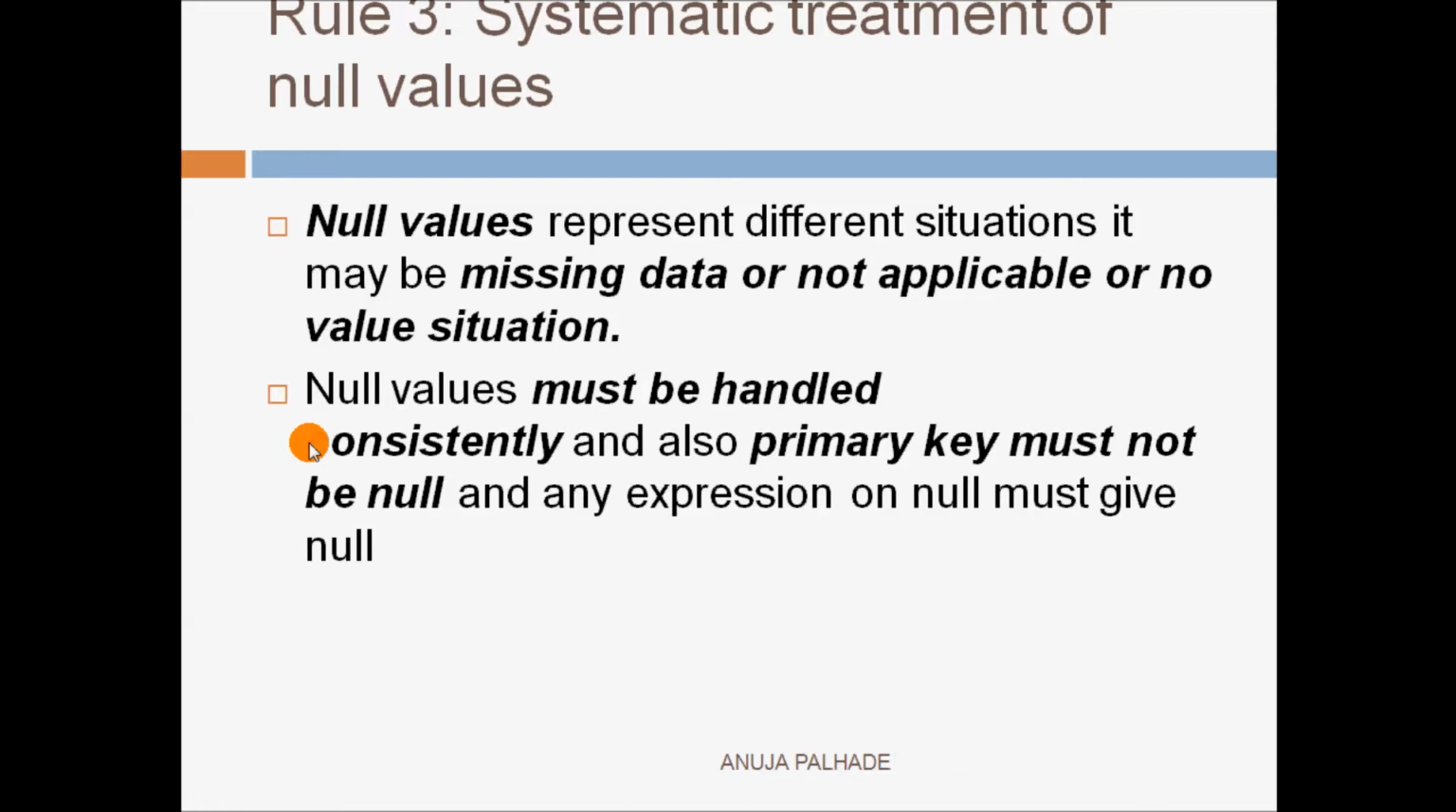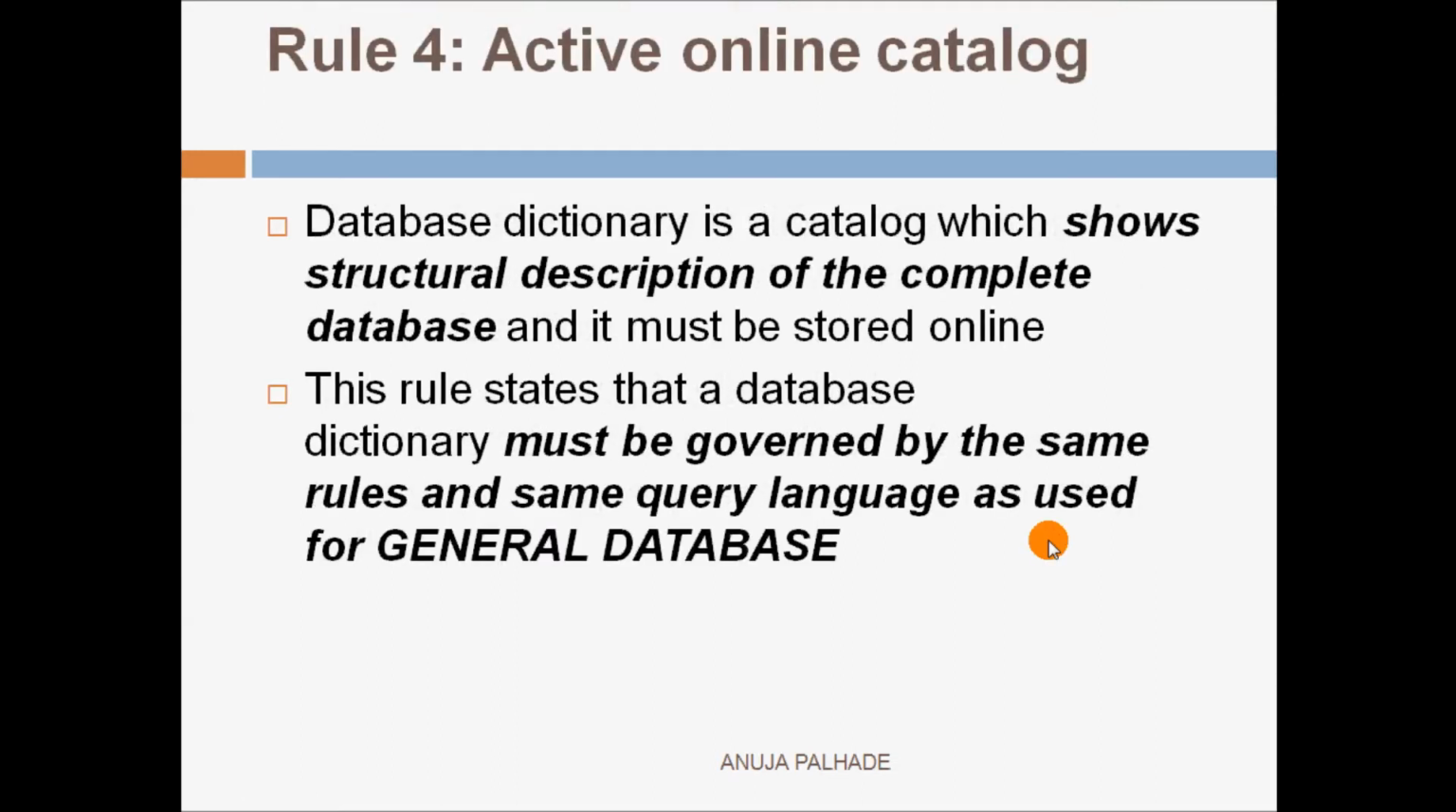This is a very important rule because null can be interpreted as one of the following: that data is missing, or data is not known, or data is not applicable. Getting it? So rule 4 is the active online catalog. The database dictionary is a catalog which shows the structural description of the complete database, and it must be stored online.